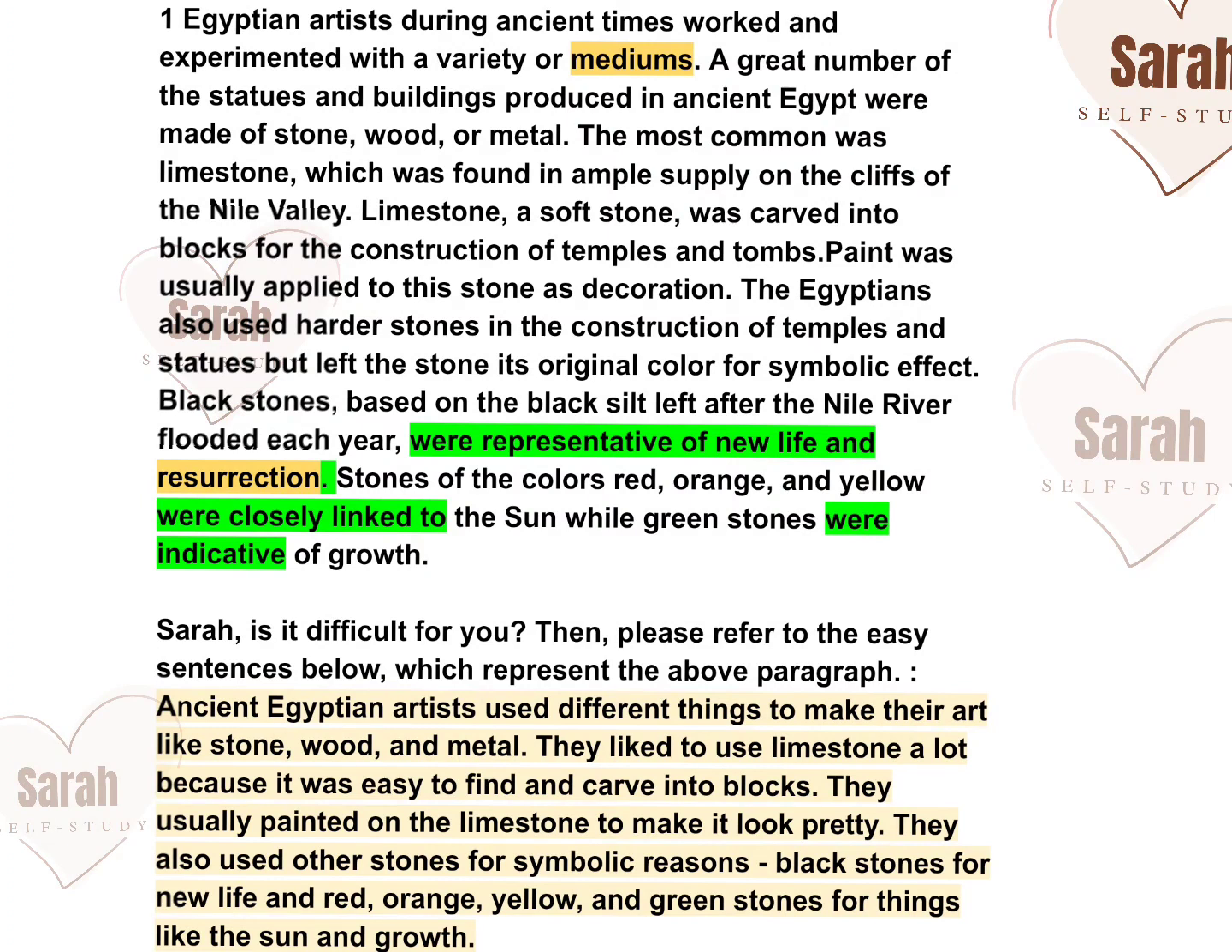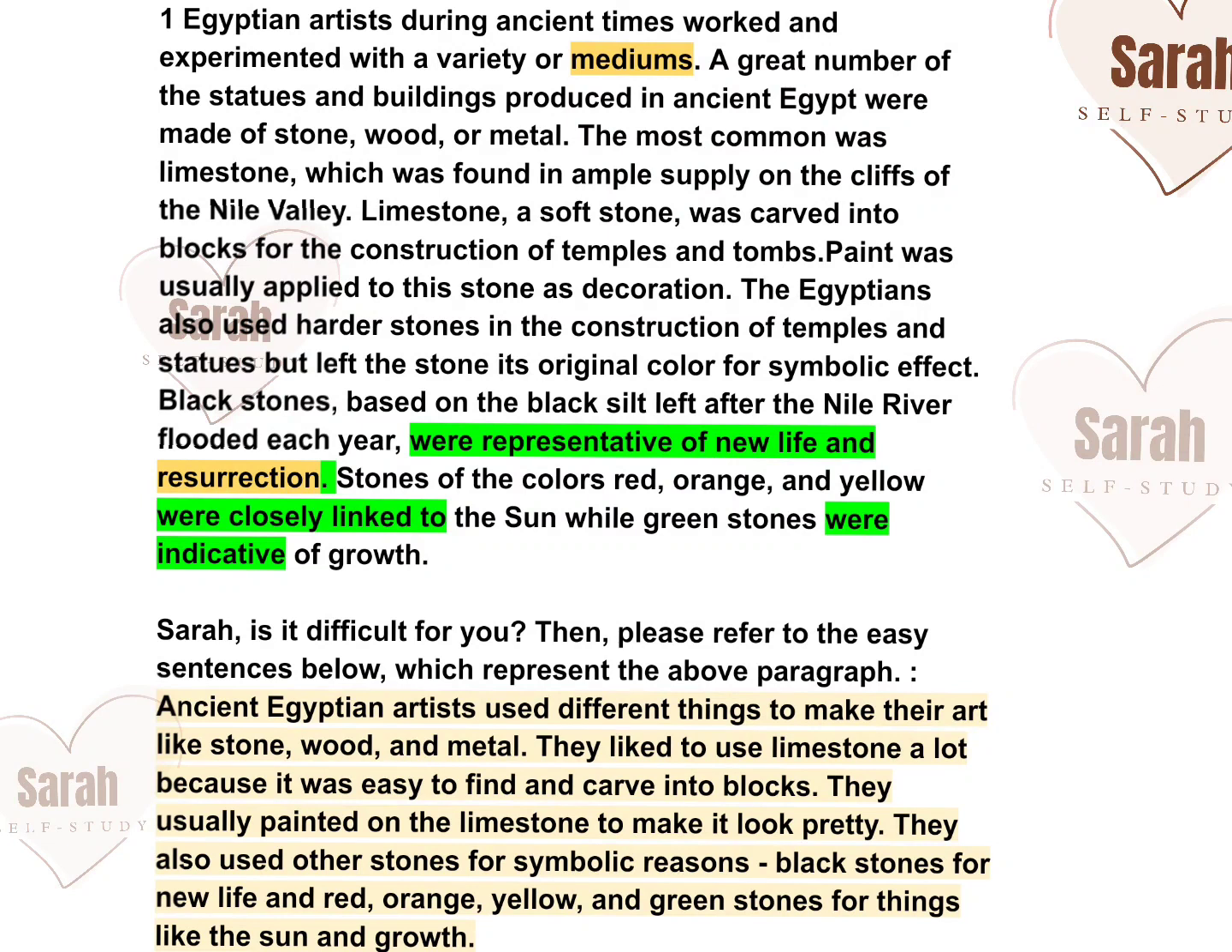The Egyptians also used harder stones in the construction of temples and statues but left the stone its original color for symbolic effect. Black stones, based on the black silt left after the Nile River flooded each year, were representative of new life and resurrection. Stones of the colors red, orange, and yellow were closely linked to the sun, while green stones were indicative of growth.